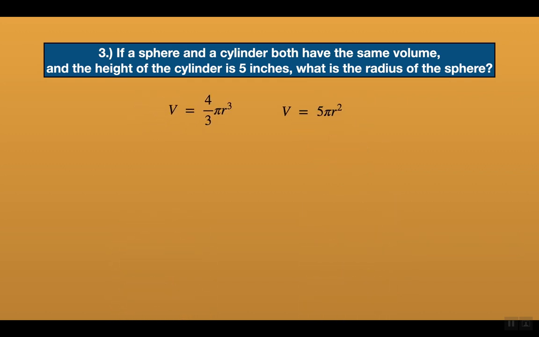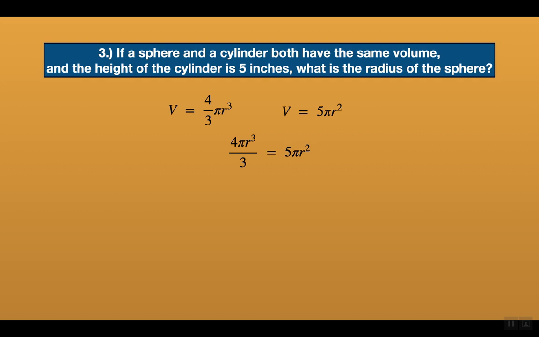The question says that the volume of the sphere is the same as the volume of the cylinder. If the volume of both solids are equal to each other, that means that we can make these equations equal to each other. We need to do that in order to be able to solve for the radius of the sphere.